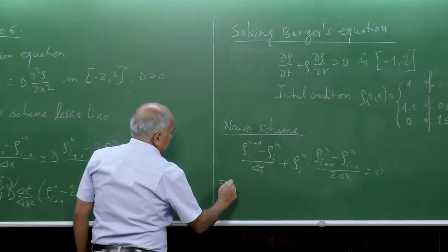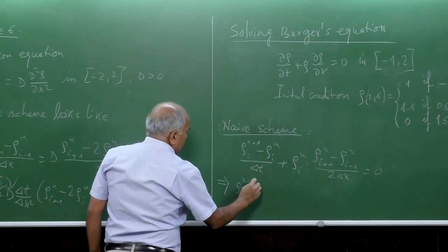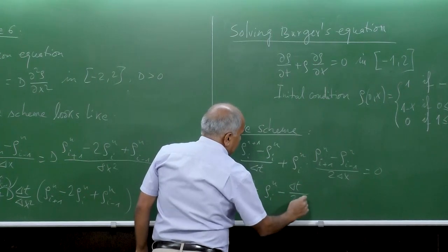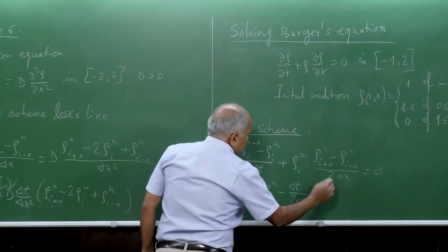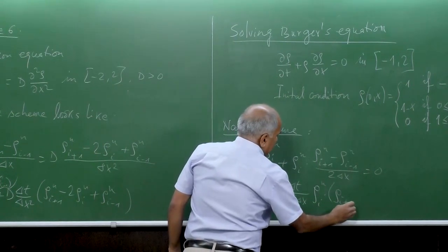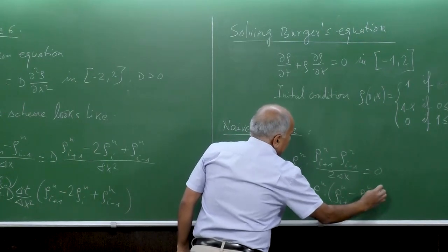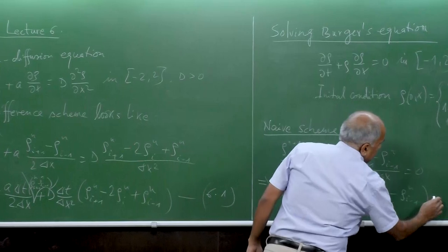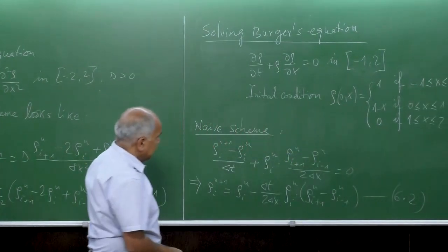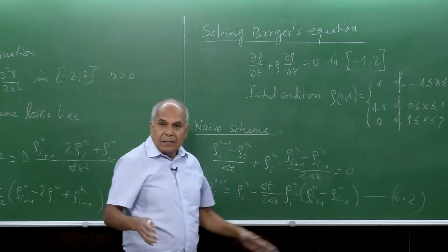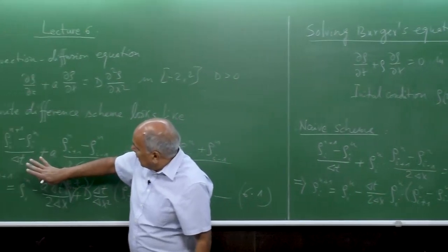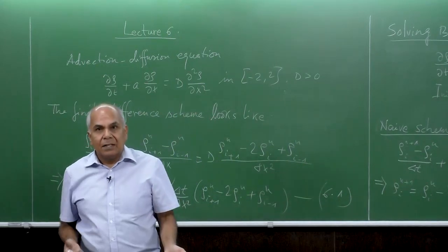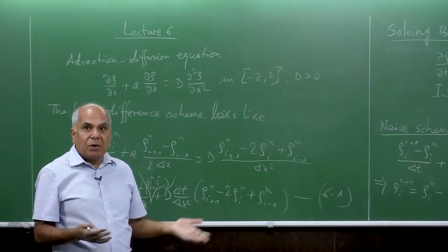This is given explicitly by rho of I n plus 1 is equal to rho of I n minus delta t by 2 delta x times rho of I n times rho I plus 1 n minus rho I minus 1 n. I call this 6.1, and this 6.2. Now, this is the central difference scheme again. What we have seen in the linear case, here also we have the oscillation, and now this is nonlinear. It is much worse and much more complicated. So there is certainly more oscillation.